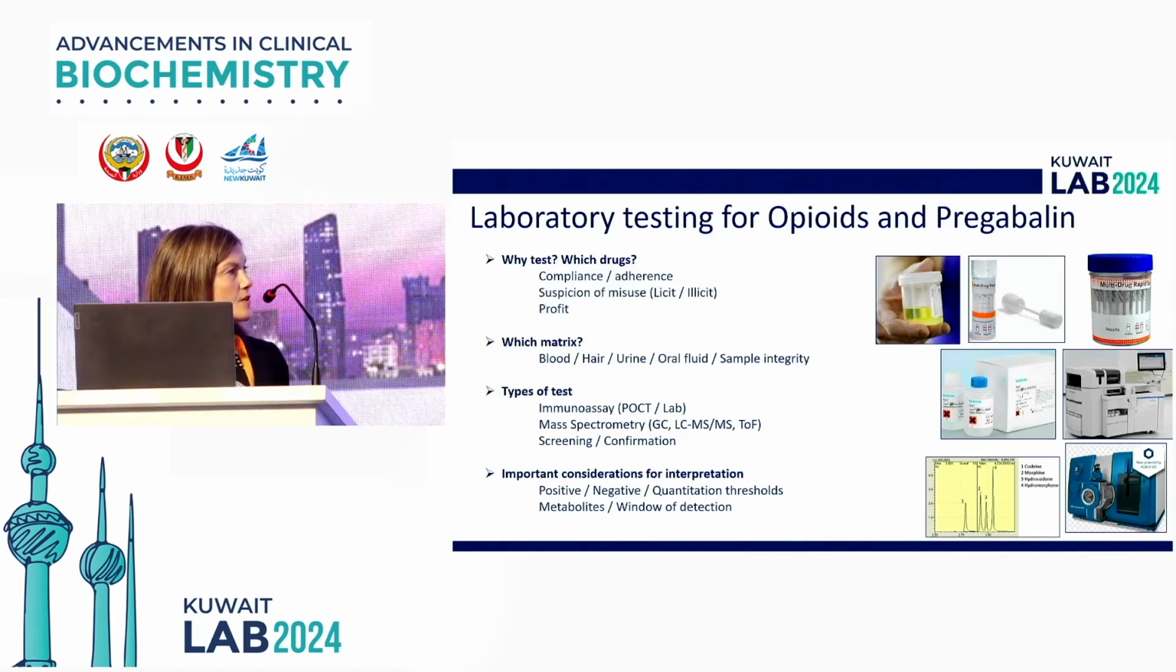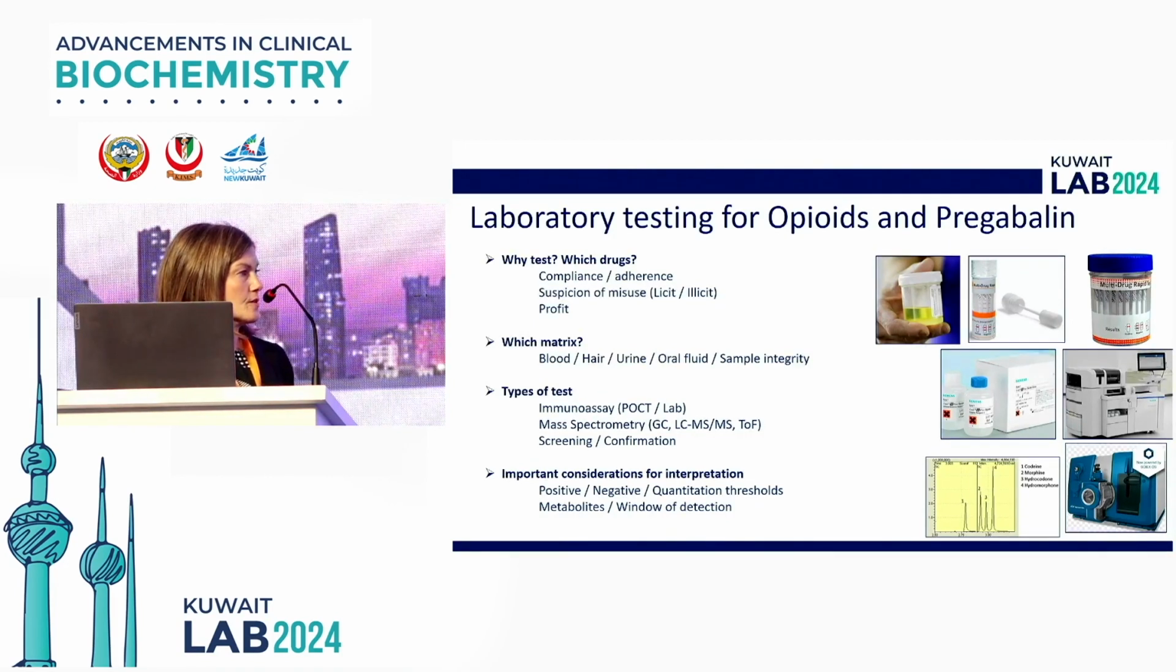What type of test are you going to use? As I mentioned, there are point of care tests and laboratory tests that are immunoassays that are sometimes suitable for screening for these drugs. And there's mass spectrometry-based tests, so either GC-MS, LC-MS, LC-MS/MS, or time of flight for confirmation. And if you are providing analysis, then are you going to provide qualitative, positive, negative? If so, what's your threshold for saying something's positive? And if you're quantitating, then what's your limit of quantitation?